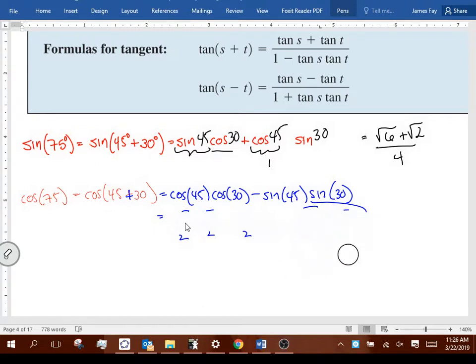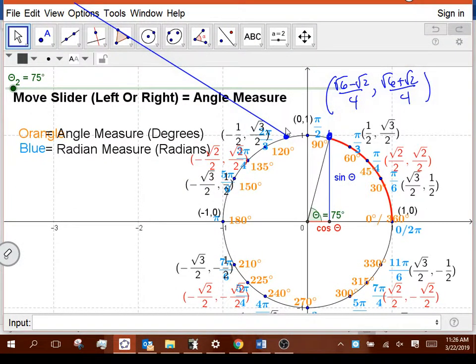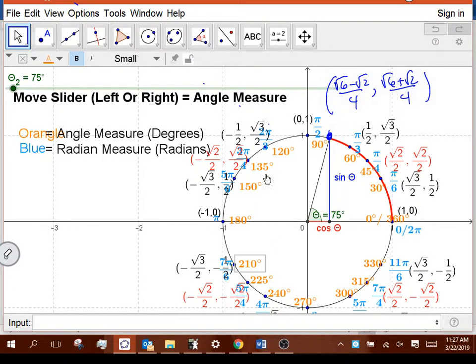Now, think about the unit circle. Are there any other angle measurements up there? Are there any other angle measurements up here that you can put together to make 75? Can I add or subtract any other angles to get 75? Can I take 210 and 135? If I subtract those, do they give me 75?